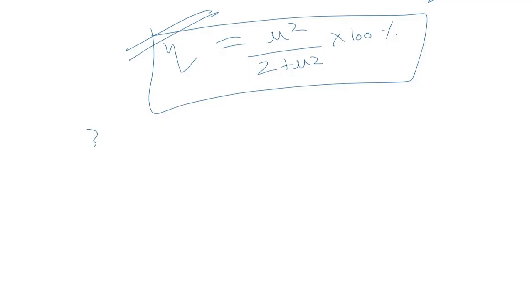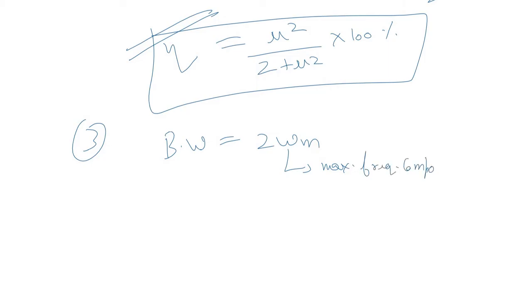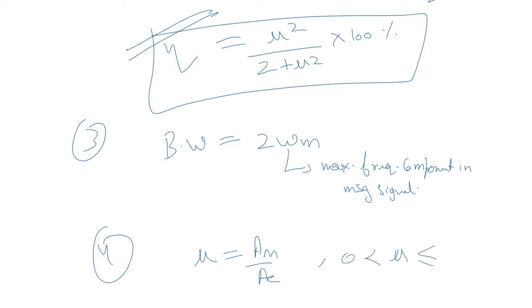Third important parameter that we have already seen is regarding the bandwidth of the conventional AM modulated signal, that is twice of omega m, where omega m is the maximum frequency component in the message signal, right? And fourth one is regarding the modulation index, that is Am by Ac, the ratio of amplitude of the message to the amplitude of the carrier signal, and its range is between 0 to 1. The desirable range is between 0 to 1.